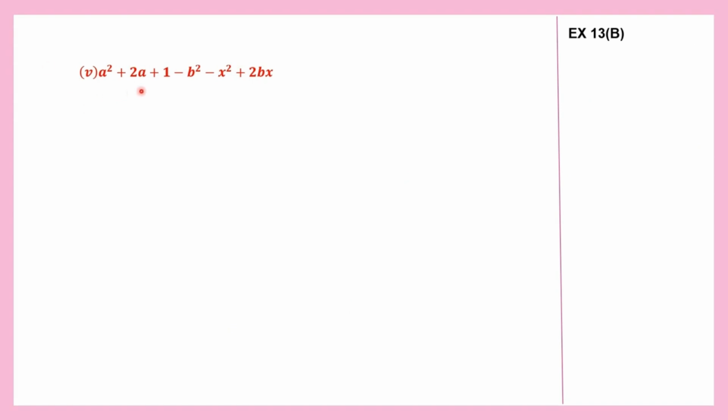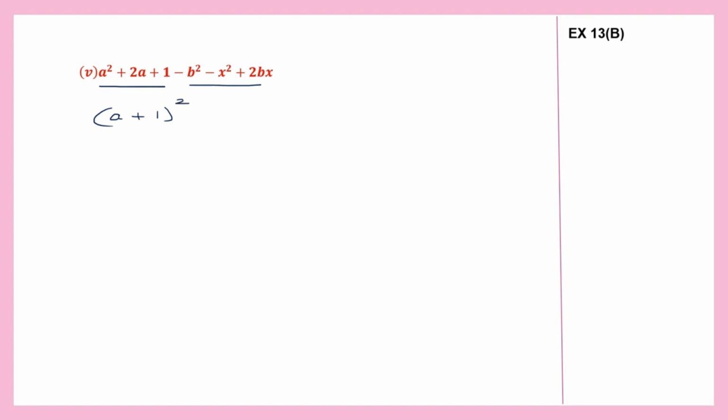Question 5. A square plus 2a plus 1 minus b square minus x square plus 2bx. So now here let's carefully sort out these. Okay, now this first part, a square plus 2a plus 1. Now this can be a square plus 2a plus 1 square. So a square plus 2a plus 1 square is the formula for a plus 1 the whole square. A plus 1 the whole square.